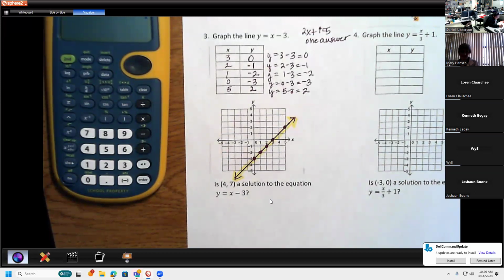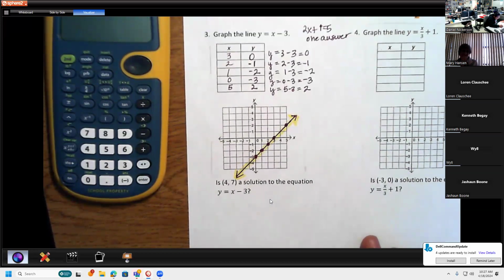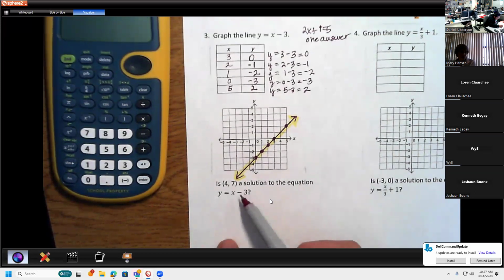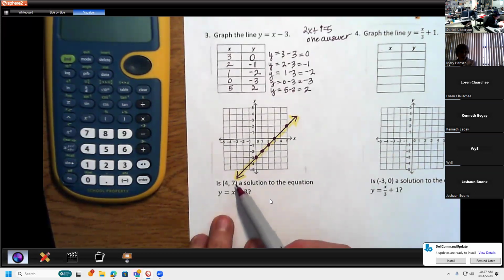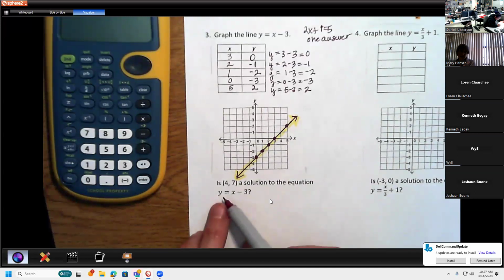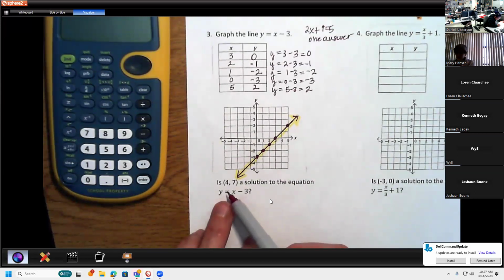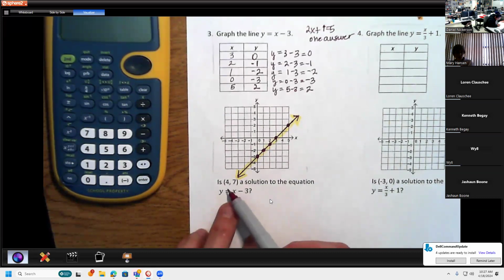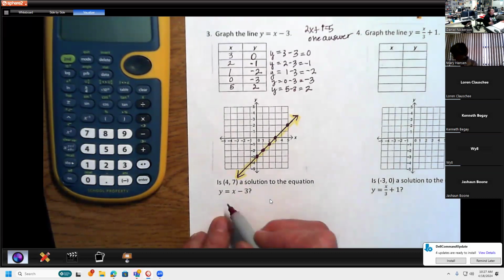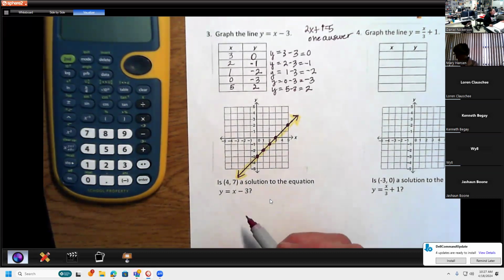X minus 3 equals 4. So x. Okay. You may have noticed that if we put 7 in for x and subtracted 3, we'd get 4 for y. So 7, 4 would actually work, but there's a couple ways to answer this question.